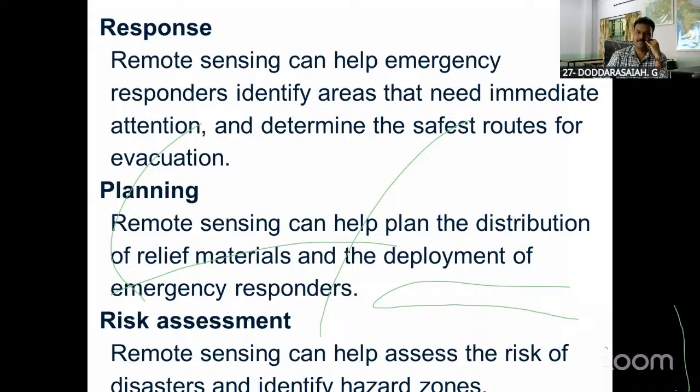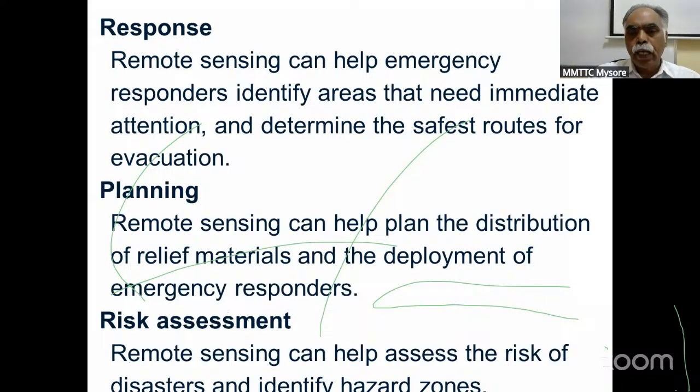Okay, yeah, this is a response. As I told you, it is not only limited to identifying the place of the disaster occurrence spot, but also how to evacuate, where to evacuate, where to rehabilitate. All these measures can be taken through remote sensing, and that is what we see through the planning. Remote sensing can help plan the distribution of relief materials and the deployment of emergency responders.